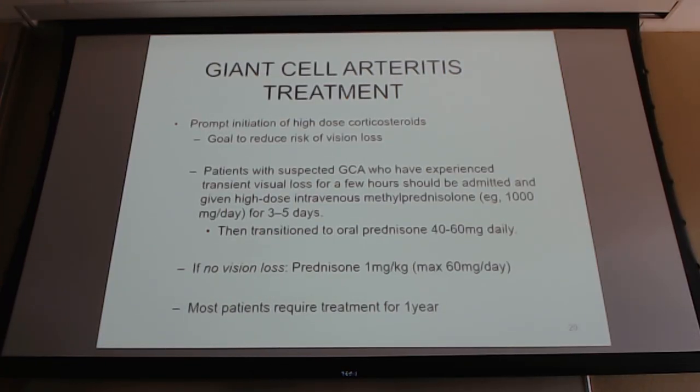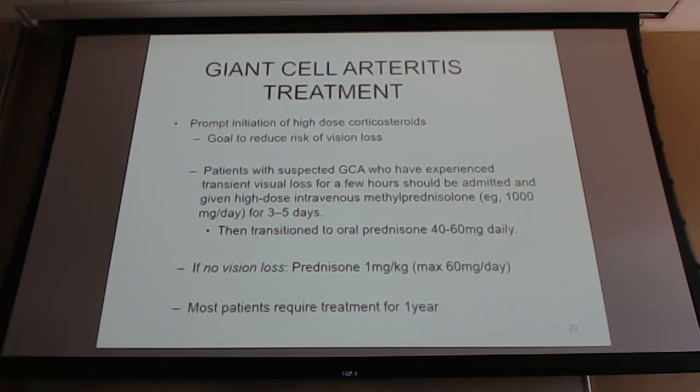So let's talk treatment-wise. Okay? Treatment-wise for GCA, which y'all will be seeing this, I promise you, because he walks into our ERs quite often. Goals to reduce risk of vision loss. So prompt initiation of high-dose corticosteroids. Okay? Patients with suspected GCA who have experienced transient visual loss for a few hours should be admitted and given high-dose IV prednisone. So they are going to be admitted if they're having vision loss.